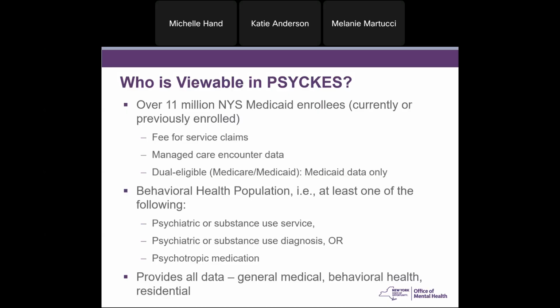Now, once somebody's in the Medicaid population, they also have to be within the behavioral health population to be included in the application. So that means they need to have at least one of the following billed to Medicaid: a psychiatric or substance use service, a psychiatric or substance use diagnosis, or a psychotropic medication billed to Medicaid. But once somebody's in PSYCKES, the information you'll see for them would be across the treatment spectrum. So that includes information on medical and behavioral health, residential, lab and pathology, housing, etc.